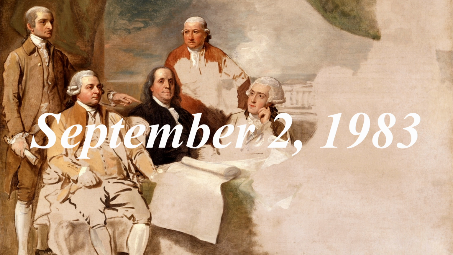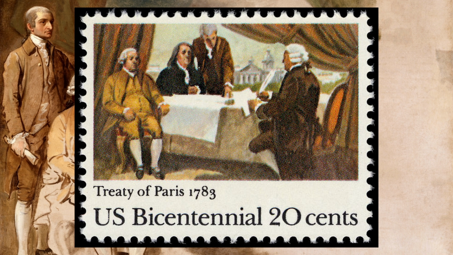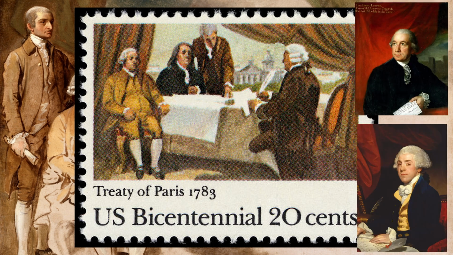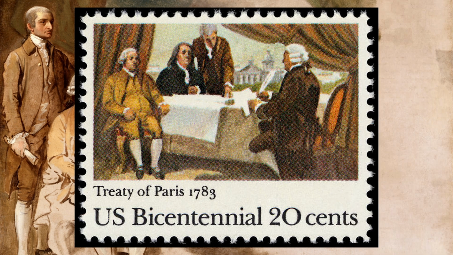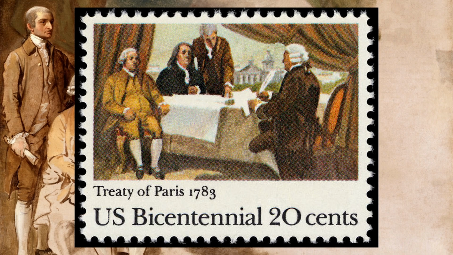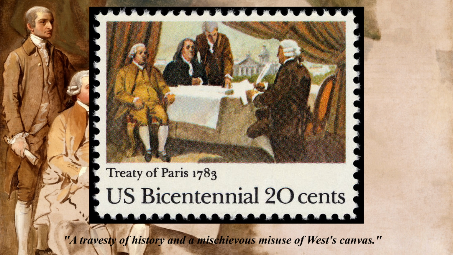On September 2nd, 1983, in honor of the bicentennial of the Treaty of Paris, the United States Postal Service released a commemorative stamp based on West's painting. However, several alterations were made. Laurens and William Franklin were omitted, John Jay was repositioned to hunch over the table next to Franklin, and the unfinished right side of the original painting was completed with the back of British delegate David Hartley. American historian Stanley Weintraub criticized the stamp, describing it as a travesty of history and a mischievous misuse of West's canvas.